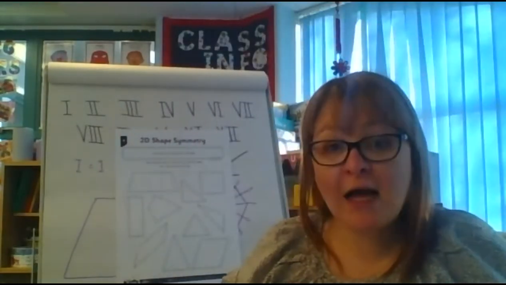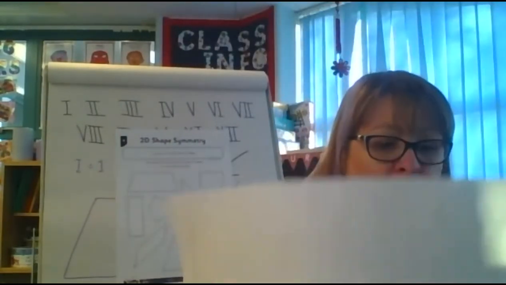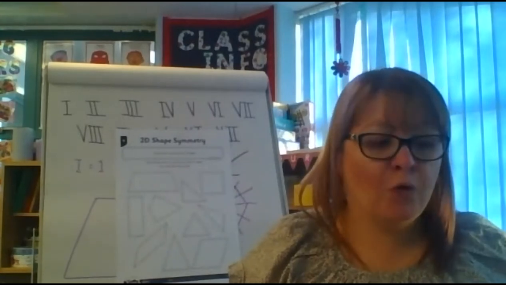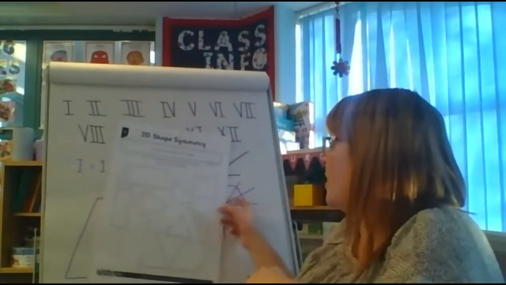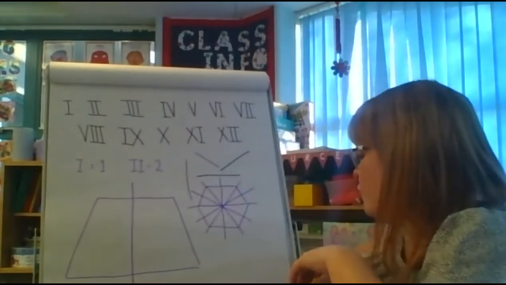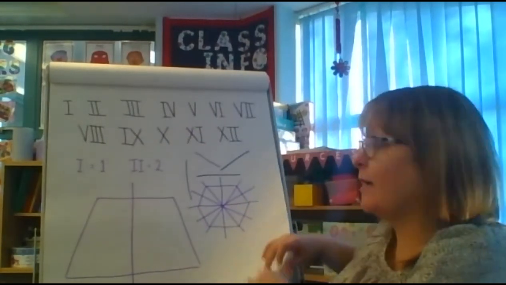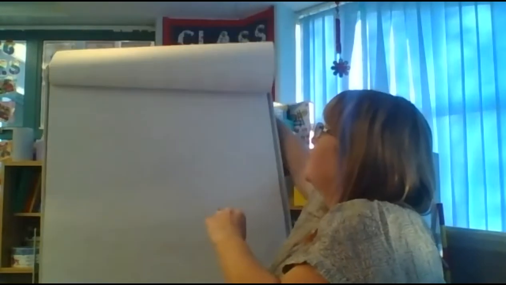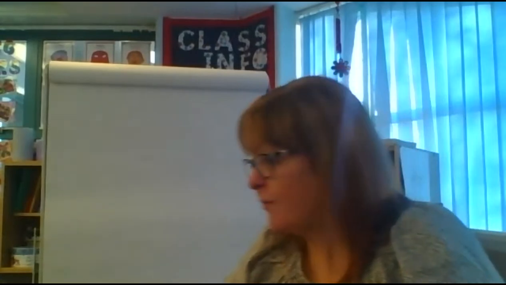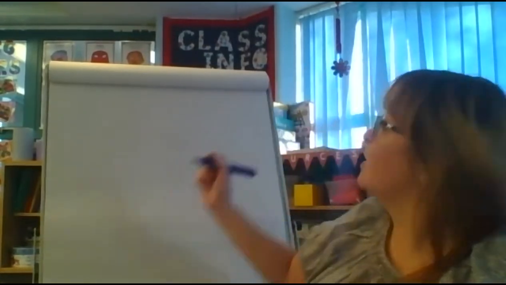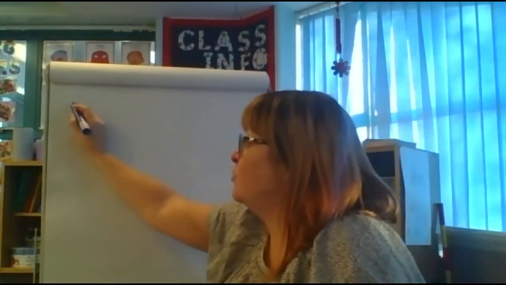Now, if you haven't got access to a printer and or you don't want to print it off, the last group that I haven't mentioned, your task is to be drawing, just like I did here, some 2D shapes and showing the lines of symmetry on them. Now you need to use a ruler. I don't have one to hand, otherwise I would model using it. Now I want you to try and be accurate.